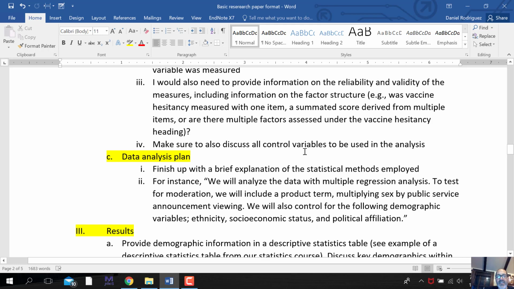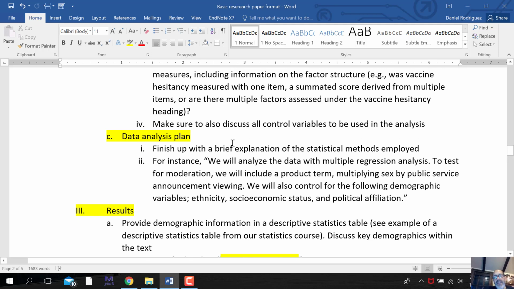You also have to discuss any control variables, any third variables. Of course, if you have a mediator or a moderator, you need to discuss those as well, how they were measured, any information you need for reliability and validity, and any other variables you're controlling for. Even if you're not including them in the analysis as a moderator or mediator, you may be controlling for biological sex, socioeconomic status. Just mention them and how they were measured.